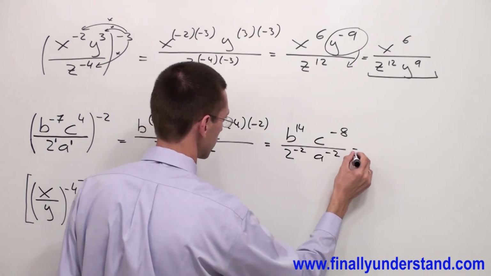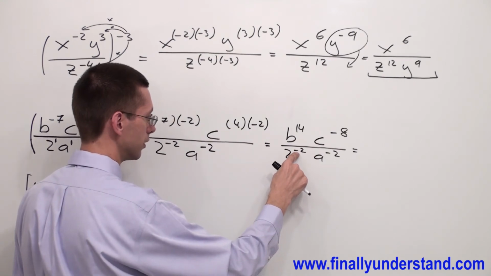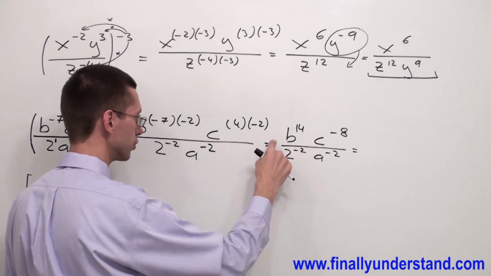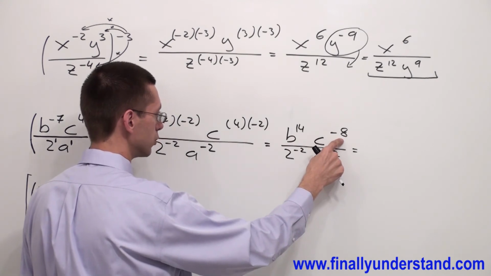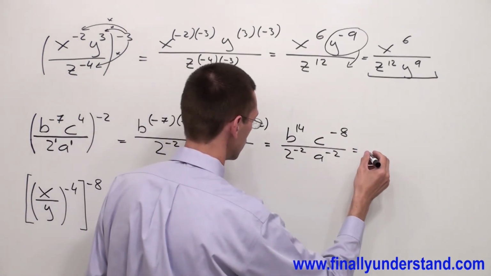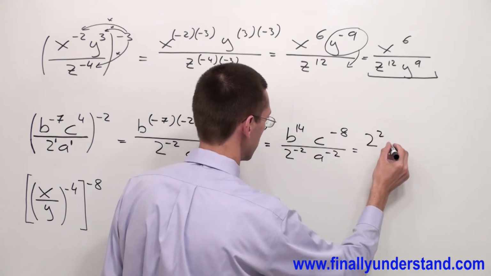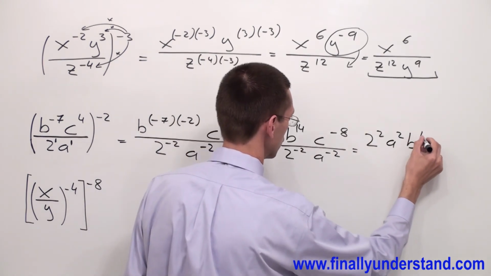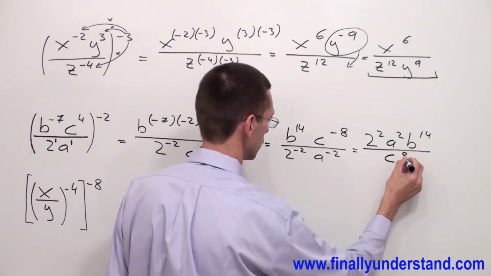Now, anytime I want to convert a negative exponent from the denominator to positive, I have to take the number or variable to the numerator. And if I want to convert a negative exponent from the numerator to positive, I'm supposed to take that variable to the denominator. That's why I'm going to have 2 to the 2nd power, a to the 2nd power, b to 14 power over c to the 8th.